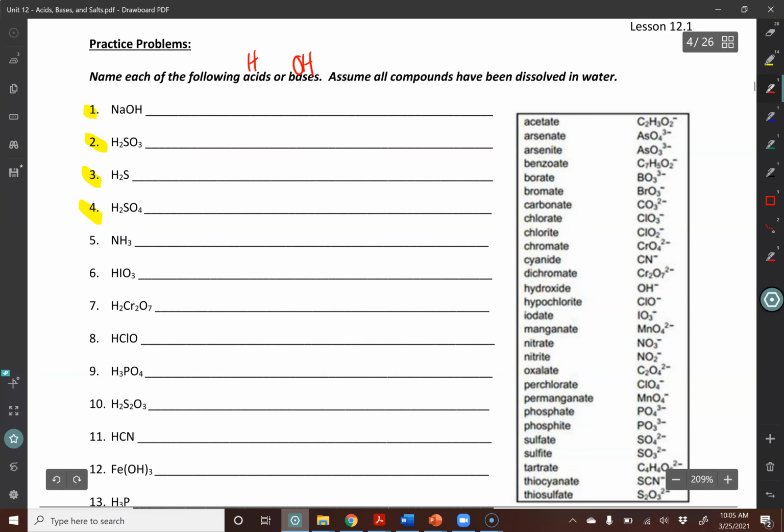So if we take a look at question 1, hopefully it's pretty obvious that there's a hydroxide ion present. This has to be a base. There are no special naming rules for bases. We name them exactly the same way we would name the ionic compound. So NaOH, we actually talked about this one in the PowerPoint, is sodium hydroxide.